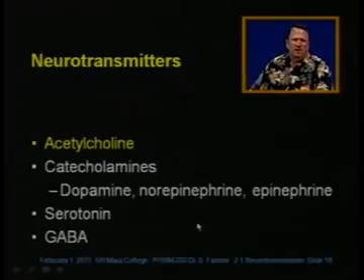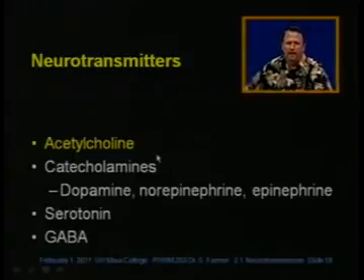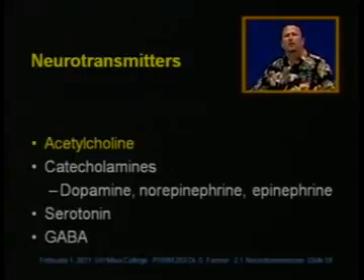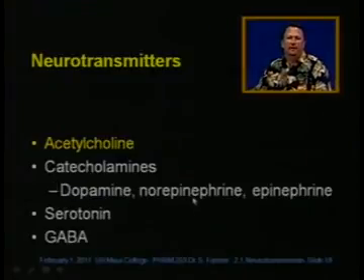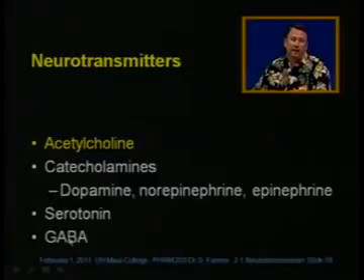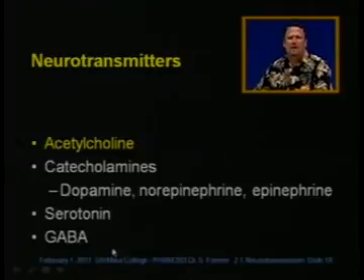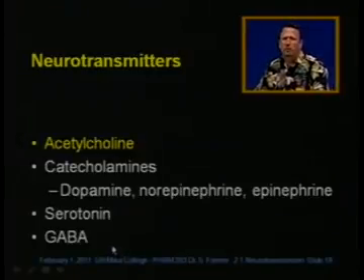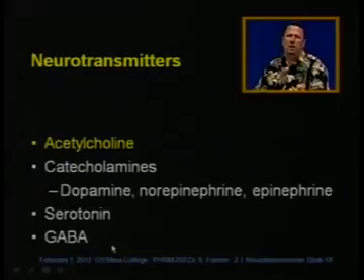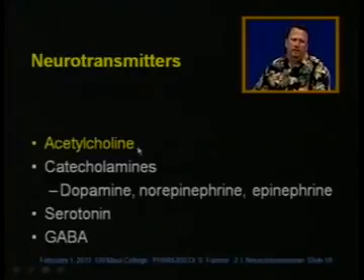Some neurotransmitters we're going to talk about in this course are these right here: acetylcholine or acetylcholine, depending on who you argue with. The catecholamines, dopamine, norepinephrine, and epinephrine, serotonin, and GABA, gamma-aminobutyric acid. These are the neurotransmitters that we're going to talk about in this course. We might throw some glutamate in there for those keeping score. And so let's start with the neurotransmitter acetylcholine.